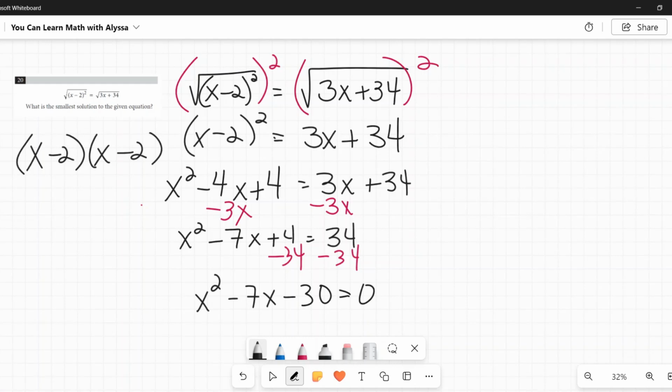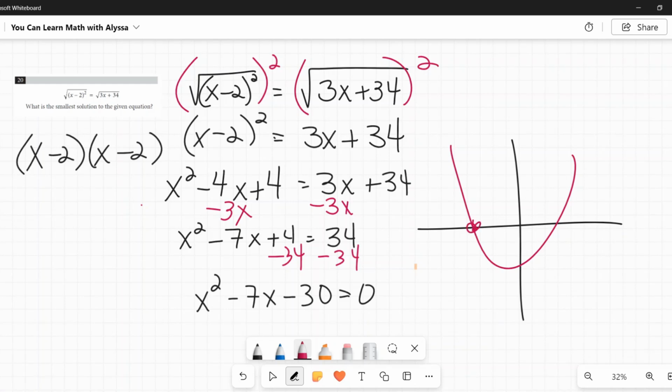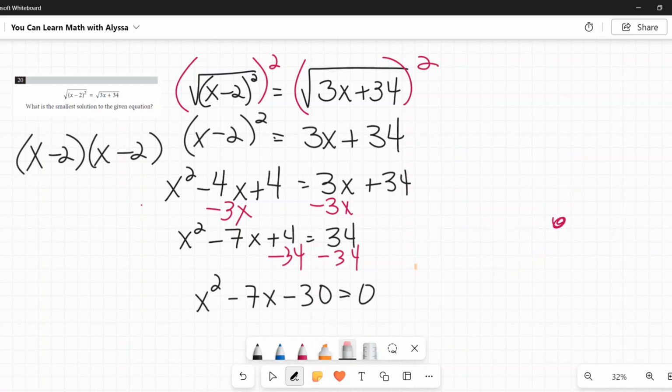Now, some people, if you get to this point, you may decide right now to put this into Desmos. And what you're going to be looking for, because this is a parabola, wherever it ends up being, you're going to look for the 2 points where it crosses the x-axis. Those are going to be your solutions. And that's totally fine if you want to do that.